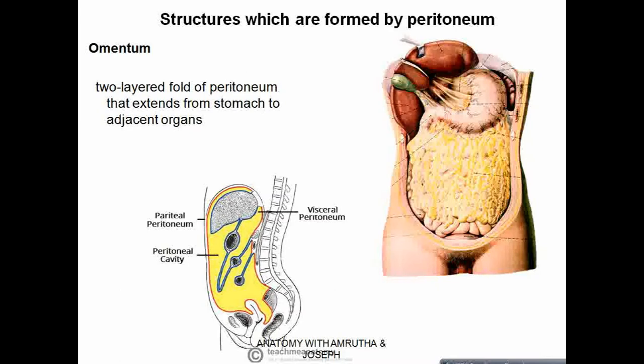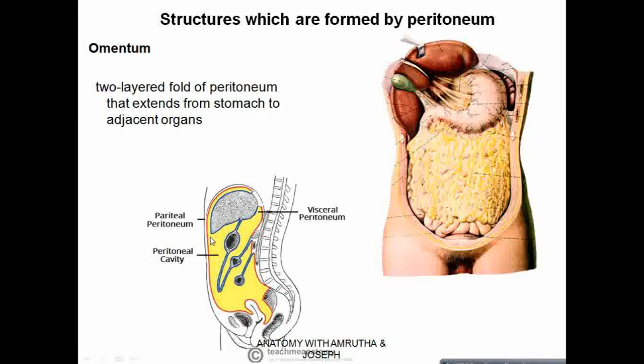Now there are structures which are formed by the peritoneum. We have seen that the peritoneum is the one which is covering the abdominal and the pelvic organs. But there are also some structures which are formed by the peritoneum. It's very easy. Let's understand this diagram.